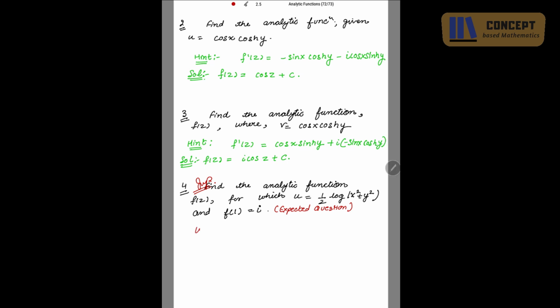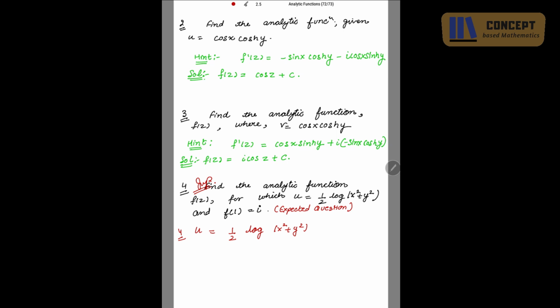So let's start. u equal to half log of x squared plus y squared. We have to find the analytic function f(z). Now here f(z) is analytic, given, so there is no need to show.